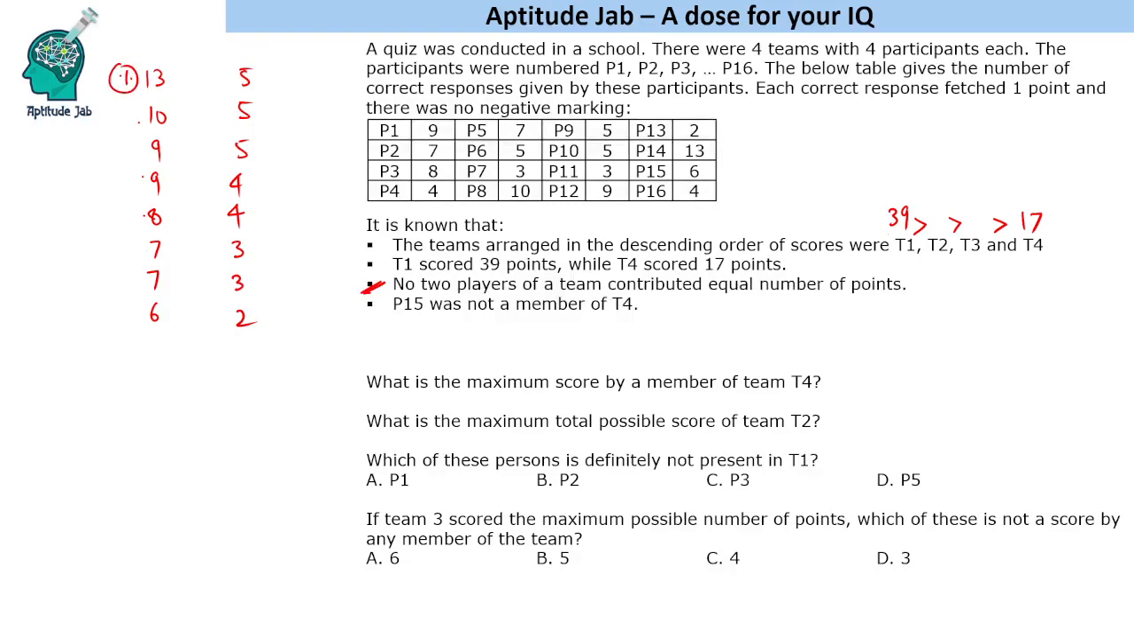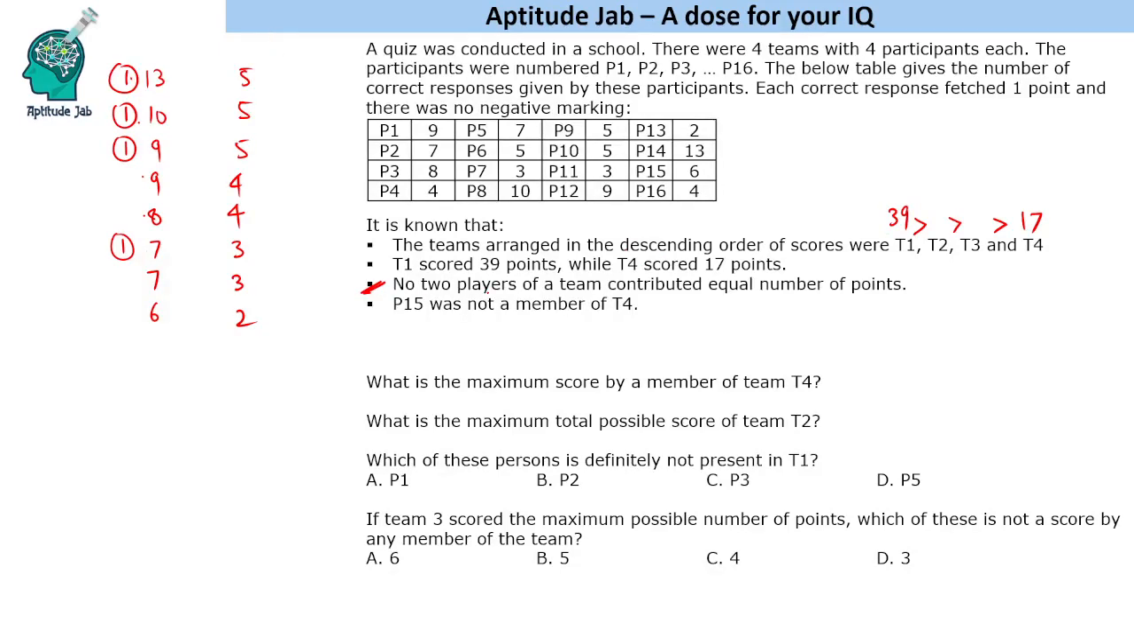So 13 is compulsory. Suppose I do not include 10. So maximum possible will be 13, 9, 8, 7. That gives us 37 only. So that means 10 is also there in the scorecard. So this way we can prove that the scores will be 13 plus 10, 23, 32 plus 7, 39. So 13, 10, 9 and 7, these are the scores of team 1. Now let's find for T4.